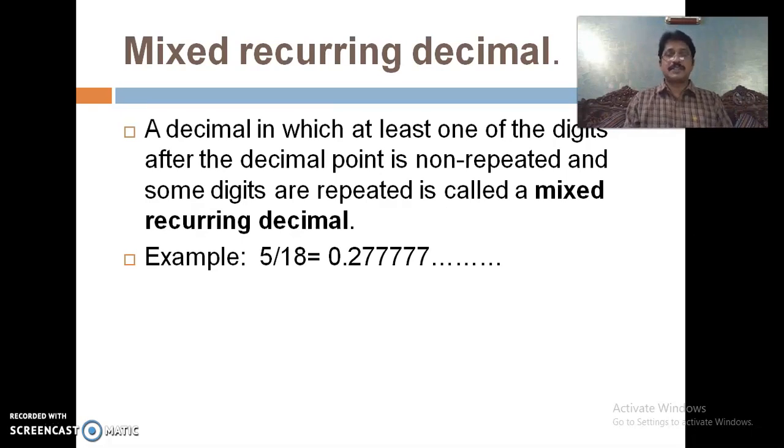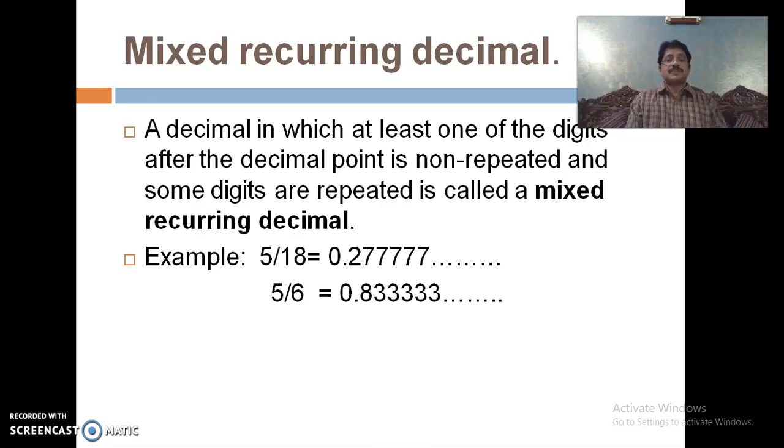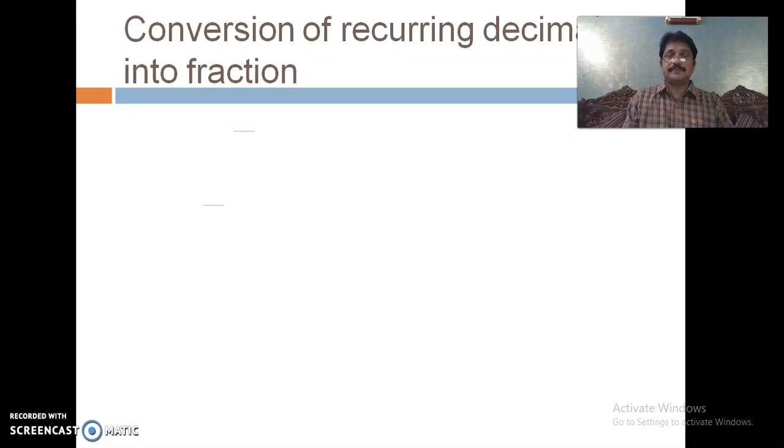Just observe one more example, that is 5 by 16, 5 by 6, sorry. So 5 by 6 is equal to 0.83333. Here 8 is a non-repeated digit, 3 is a repeated digit, so it contains non-repeated and repeated digits. So we simply call it a mixed recurring decimal. Clear? Okay.